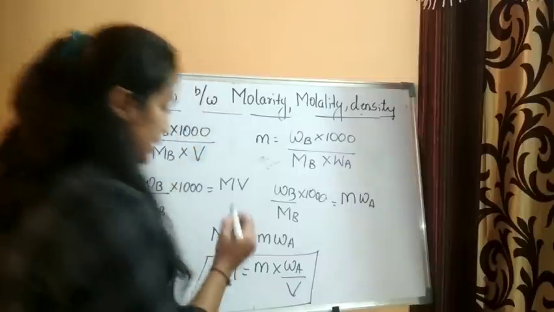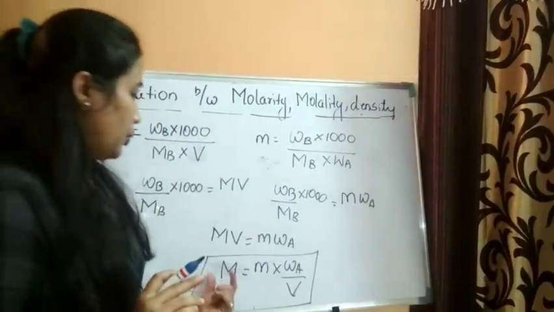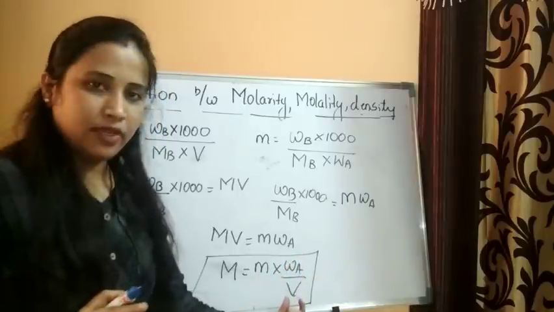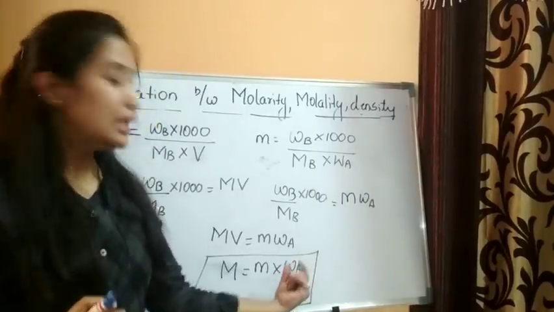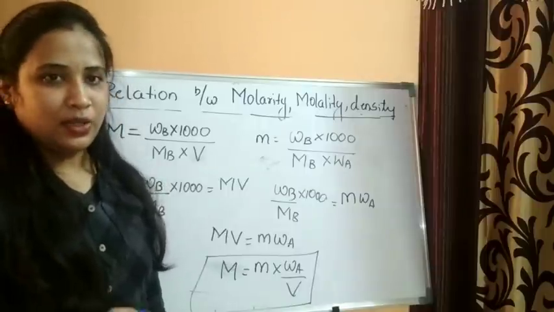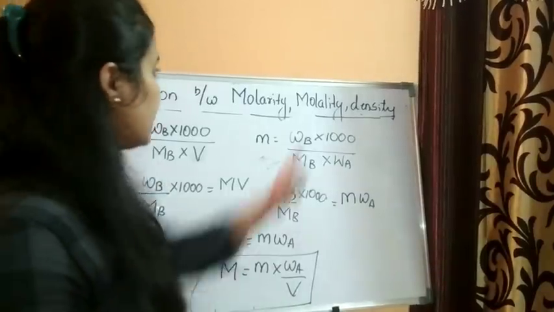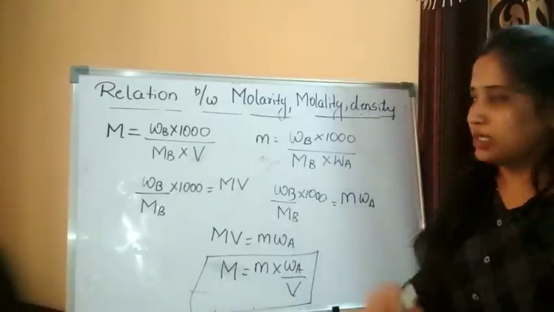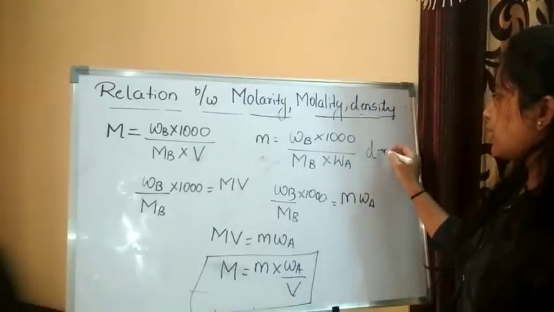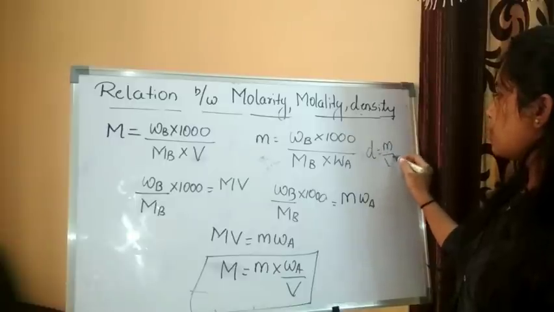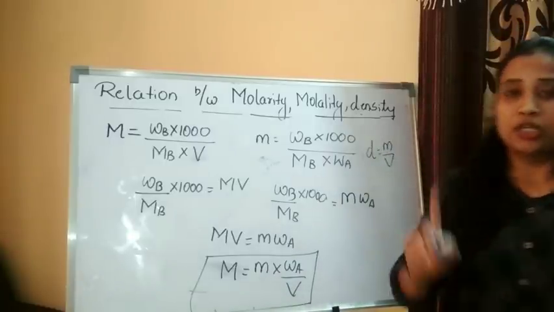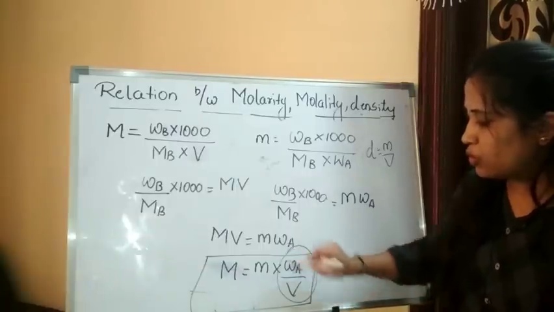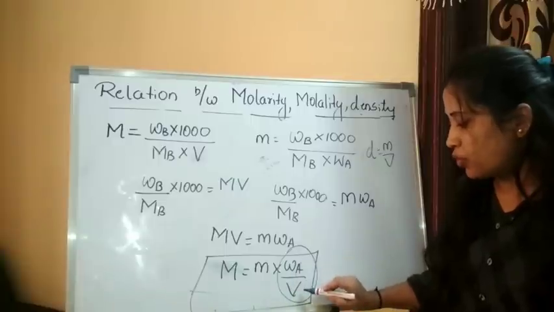So this is the relationship between the molarity and the molality. Molarity is equal to molality into W_A by V. W_A is the weight of the solvent, V is the volume of the solution. Now there is a third term called density. So how exactly is density related here? We know the formula of density: density is equal to mass by volume, or weight by volume. Do we have that term here? Yes, we have weight by volume over here.